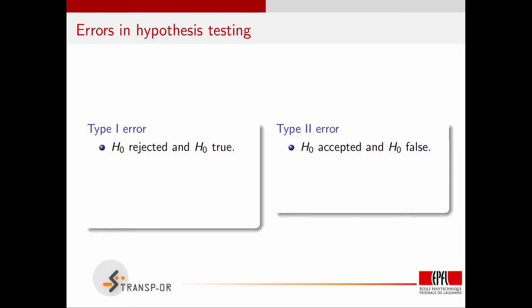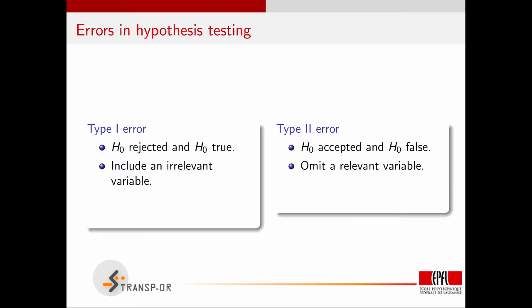In the context of our specification testing, a type 1 error would occur when we include an irrelevant variable. So we reject the hypothesis that the coefficient is 0, so we keep the variable. And the fact that H0 is true means that in the true model, the variable does not play a role. Similarly, a type 2 error happens when we omit a relevant variable, because we accept H0, so we accept the fact that beta equals 0, but H0 is false, so the true value of beta is not 0.